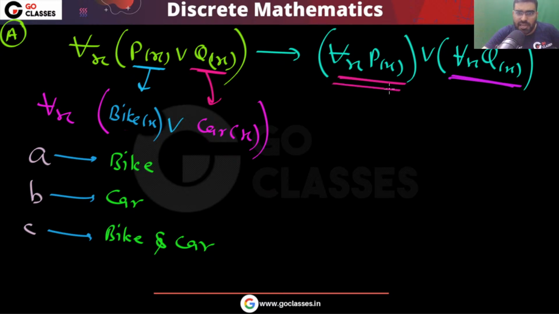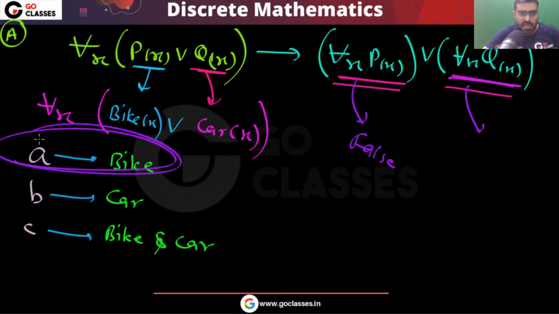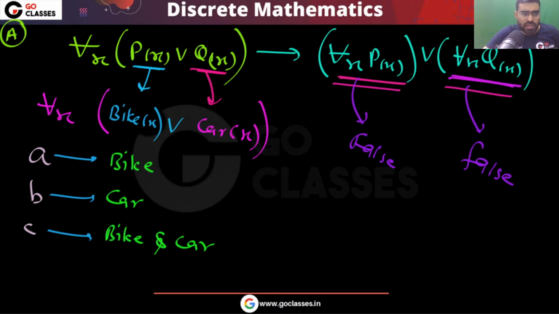Does it mean that everyone has a bike or everyone has a car? Everyone has a bike. Is this true? This is definitely false. Everyone has a car? No, A does not have a car, and B does not have a bike. So this is also false. So you can see that this is true, still this can be false. So this is not valid, right?